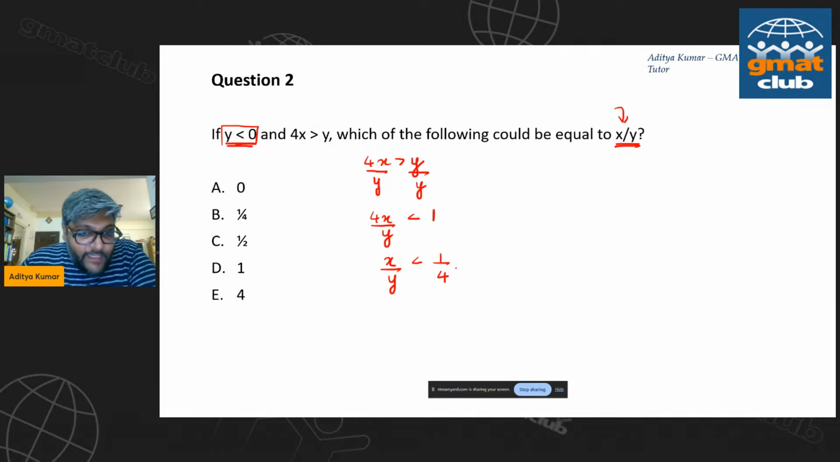So if x by y is less than 1 by 4, this is what I end up getting. The question asks me which of the following could be equal to x by y. So I need an answer choice that is less than 1 by 4. And there's only one possibility that's less than 1 by 4. B is equal to 1 by 4. Everything else is greater than 1 by 4. A is the only possible answer choice. All right.